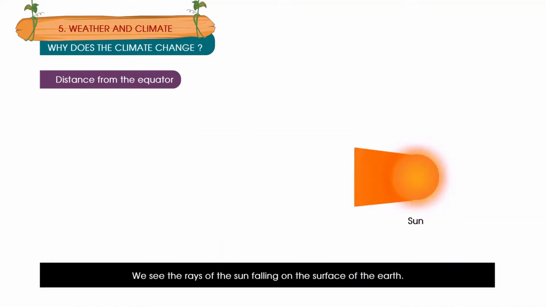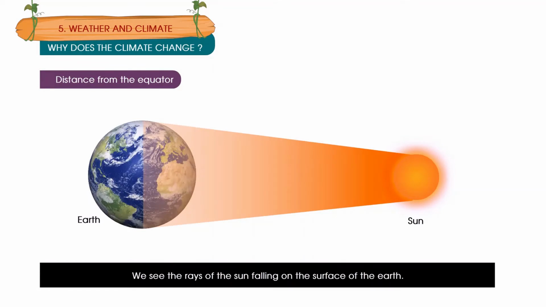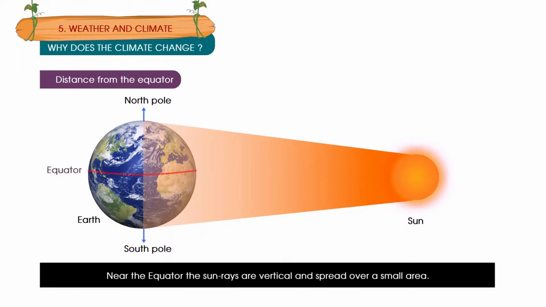We see the rays of the sun falling on the surface of the Earth. They fall all over it from the North Pole to the South Pole. Near the equator, the sun rays are vertical and spread over a small area. In the polar regions, the sun rays reaching the surface are slanting. They cover a larger area. Thus, areas near the equator receive more heat than those near the poles.